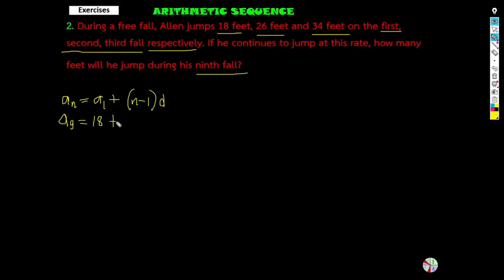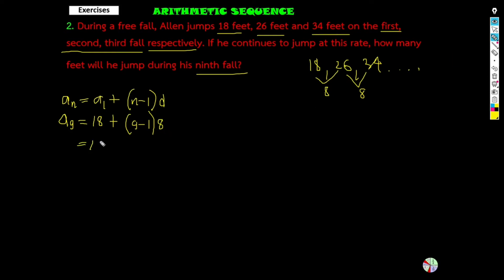And then plus n, how many will that be? That's 9. Okay, so that is 9 minus 1. And the difference d is, okay, let's find it. 18, 26, and 34, and so on and so forth. This is just 8. Difference is 8. Therefore, d is equal to 8.